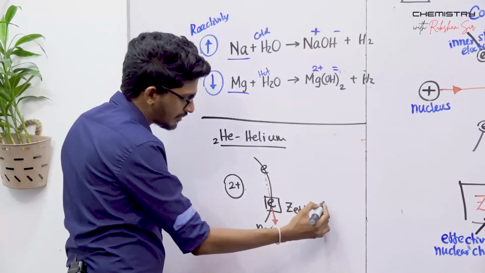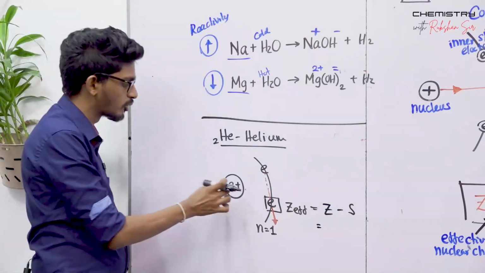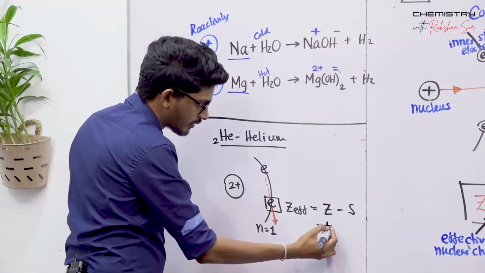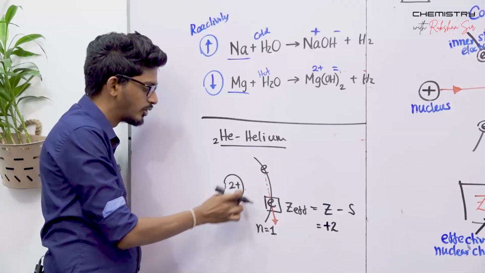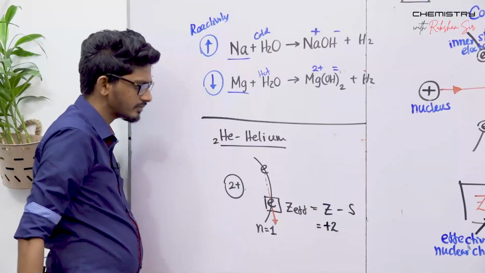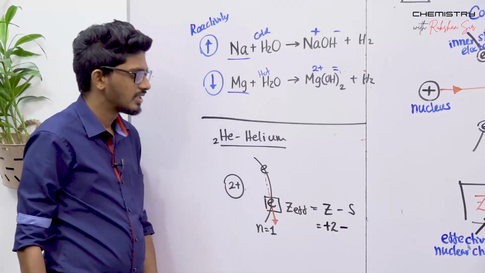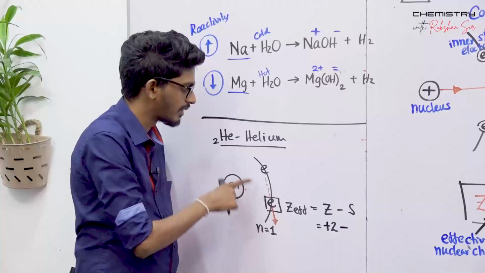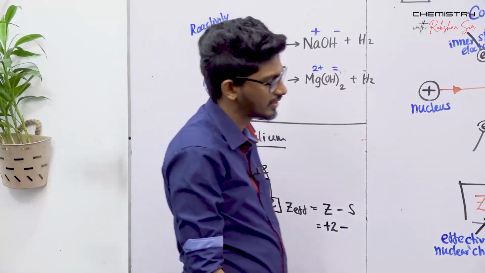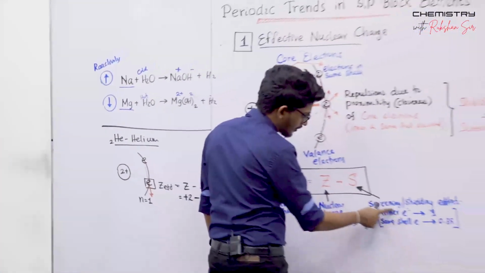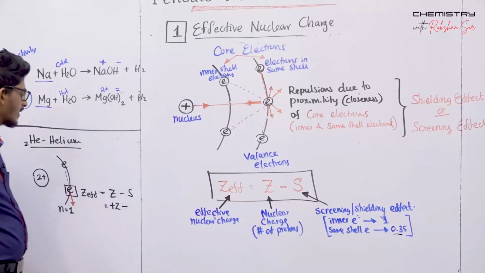The effective charge of helium is Z minus S. Z is the number of protons, that is 2. The actual nuclear charge appearing at the nucleus, that is Z. Minus S, where S is the shielding effect. Here the shielding is done only by the same shell electron. This contribution is there.